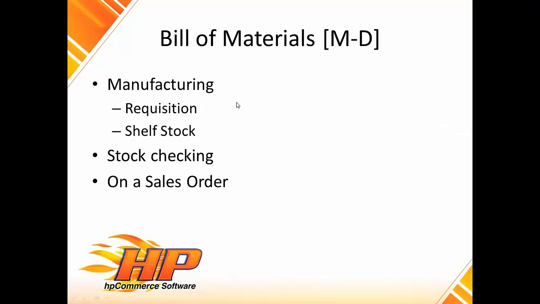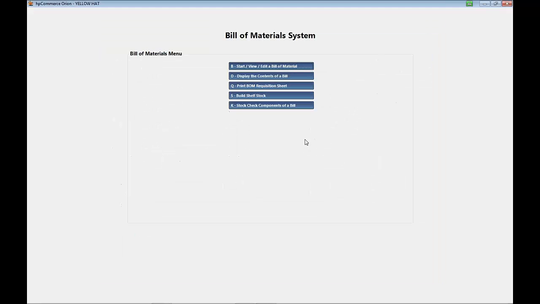Now let's take a look at manufacturing a bill of material and then stock checking. So we'll escape out to the bill of material menu. The first item that I want to cover is the requisition sheet. This is where you can print out what goes into building up a bill of material so that you have a worksheet to work from.